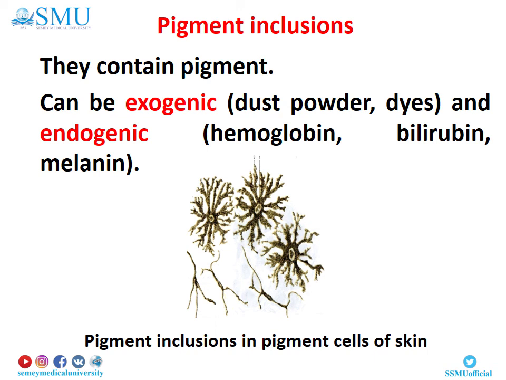Pigment inclusions, the last type of inclusions, contain pigment and can be of exogenic origin and endogenic. Exogenic origin means coming from outside, for example, dust powder, dyes, and endogenic origin pigment inclusions are inclusions formed in our organism, for example, hemoglobin, bilirubin, melanin. In this slide, you see as an example pigment inclusions in pigment cells of skin.